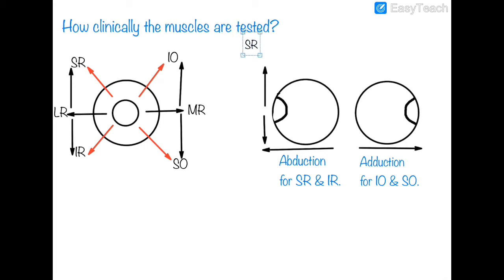So we see that in abduction, two muscles acting are the superior rectus and the inferior rectus, and if they contract, then they elevate and depress the eyeball respectively.